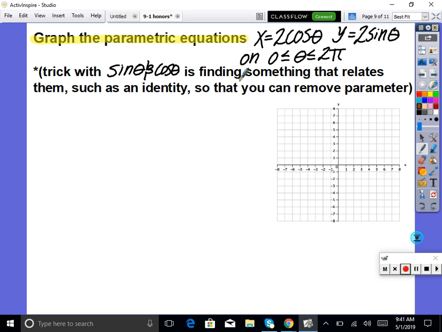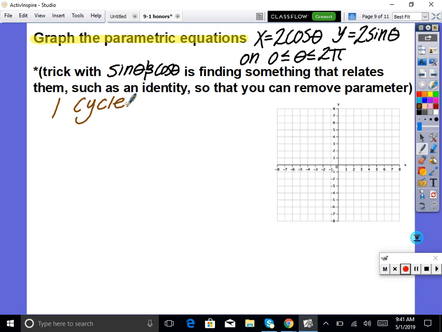So it says graph the parametric equation. So it has x is equal to 2 cosine theta, y is equal to 2 sine theta, and then it says on an interval from 0 to 2 pi. So now if you think about it, on an interval from 0 to 2 pi, since we're graphing cosine and sine, we are technically graphing one cycle. Because isn't 0 to 2 pi one cycle?